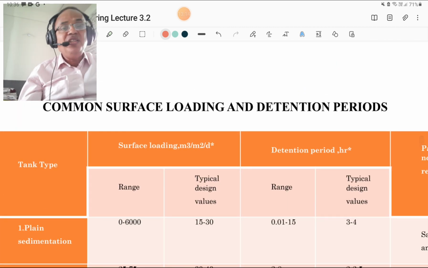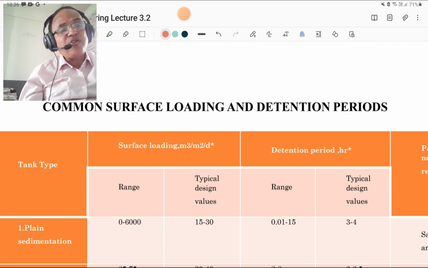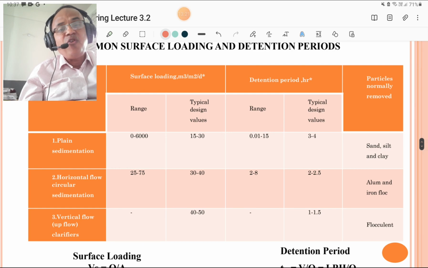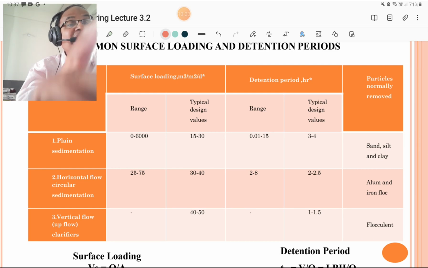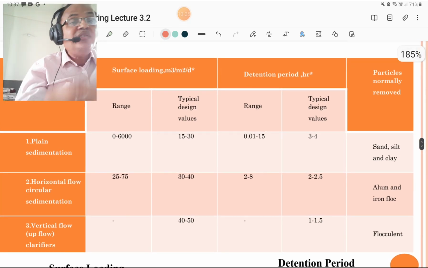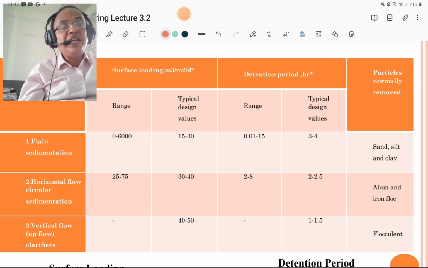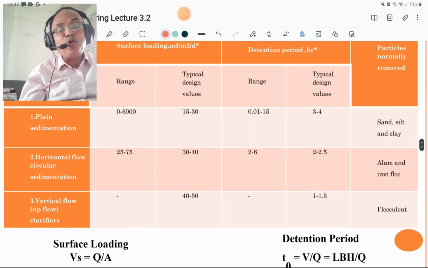Then here is one table which shows the common surface loading and detention period for various types of tank. For plain sedimentation type of tank, the detention period is 3 to 4 hours. For horizontal flow circular sedimentation tank, the typical design value for detention period is 2 to 2.5 hours, and for vertical flow type of tank or clarifier, it is 1 to 1.5 hours.